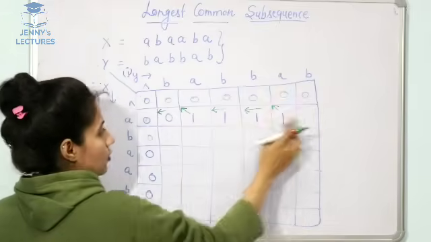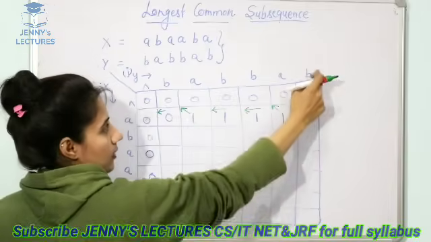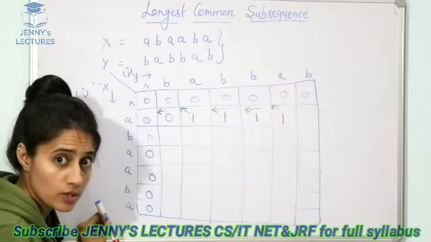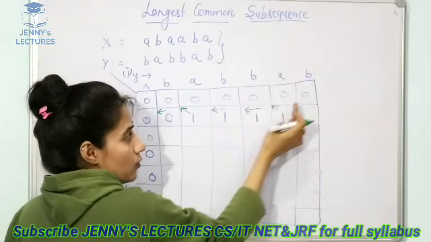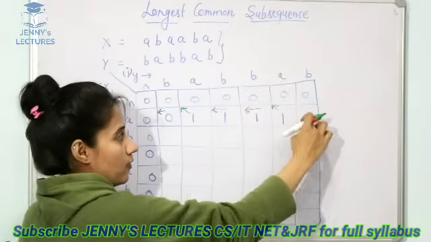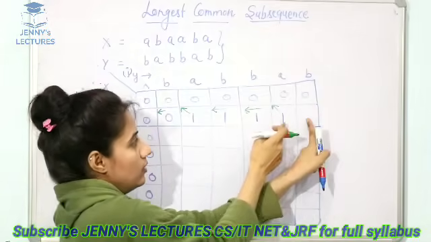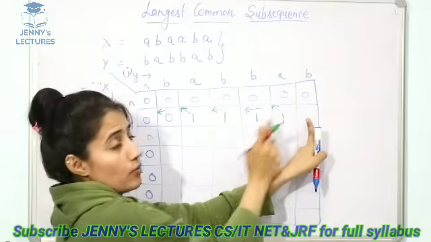Okay. Now this one, A and B. These are also not same. If not same, which value will you take? Maximum of either this one or this one. To fill here, you have to take the maximum of the value above it or the one on this side.